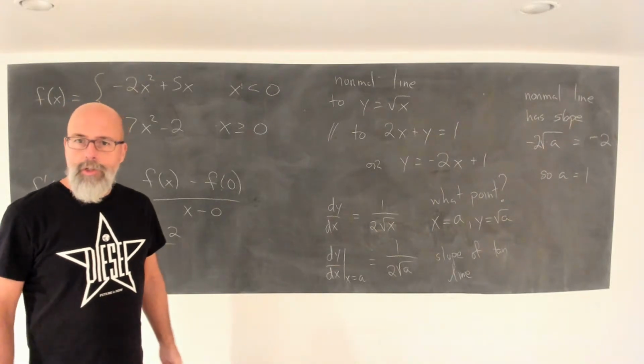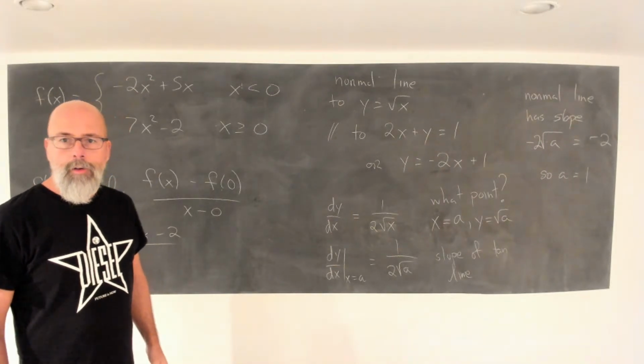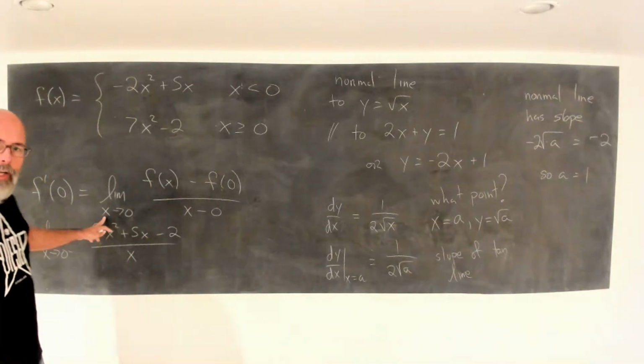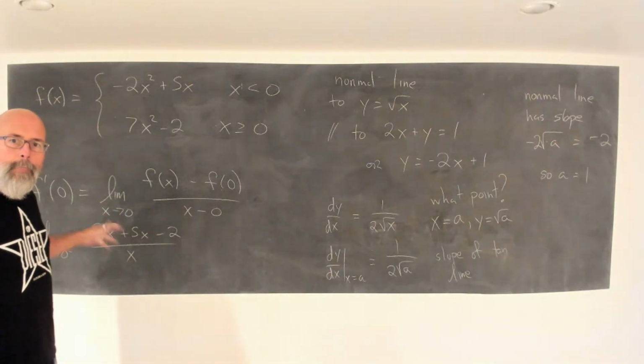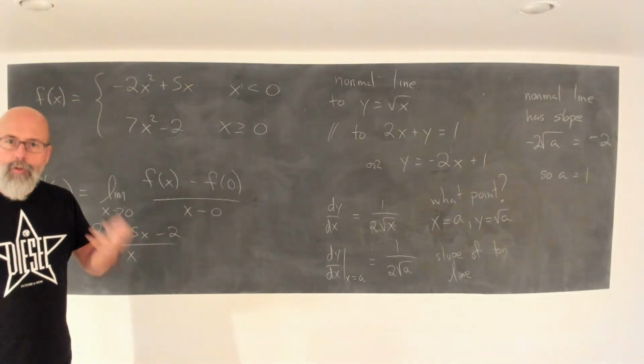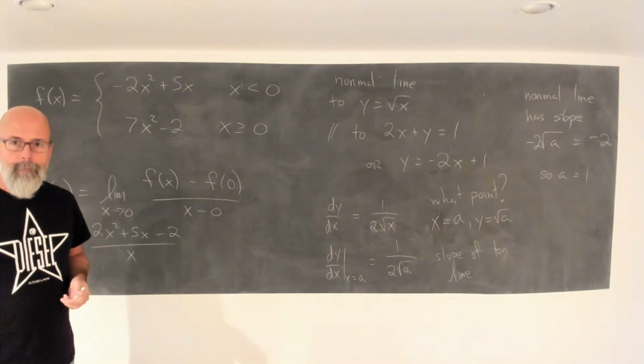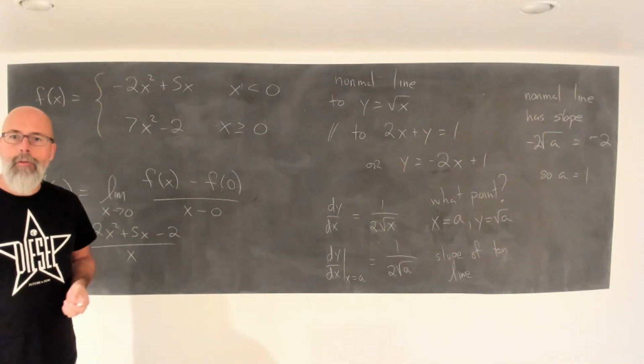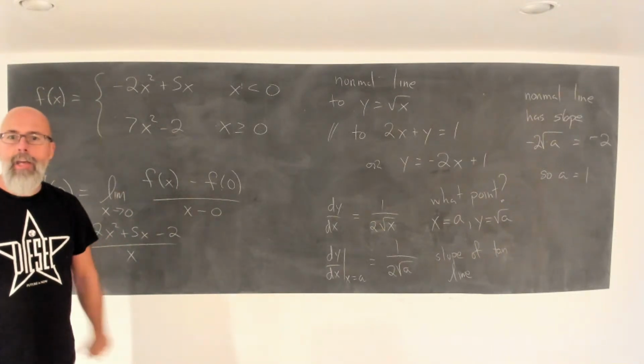Alyssa, either one is going to work here. Either one works, except if you use the other one, you've got an h instead of an x. The question is asking for the limit as x goes to 0, so you'll have to make a little adjustment, changing x to h.